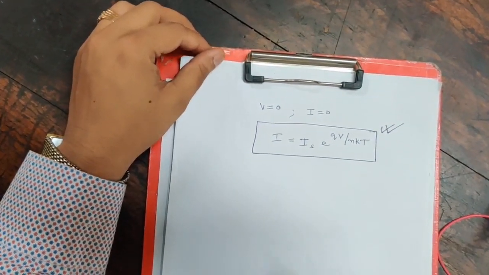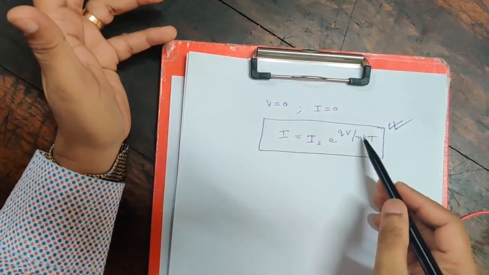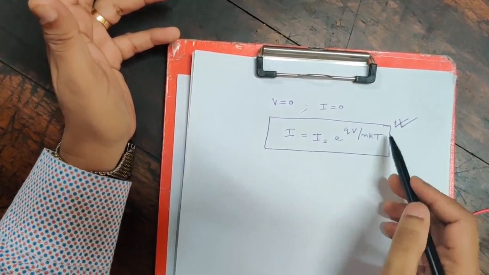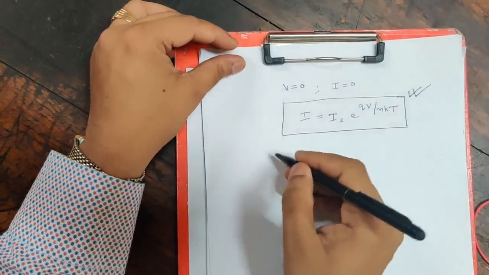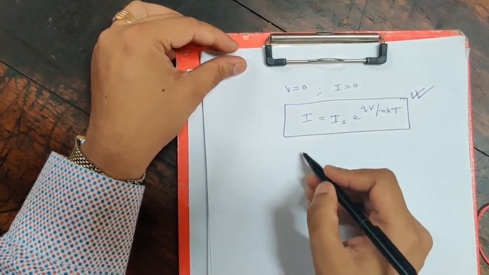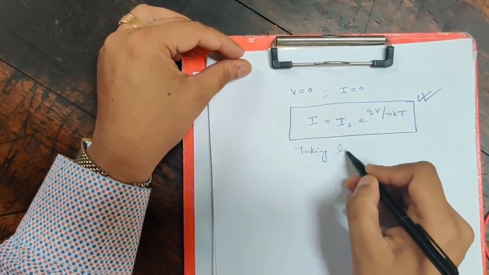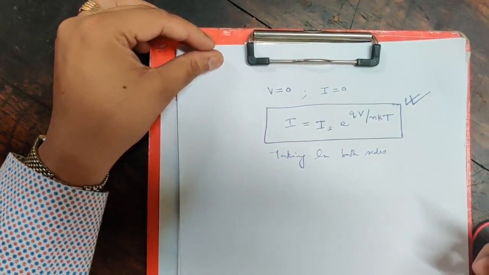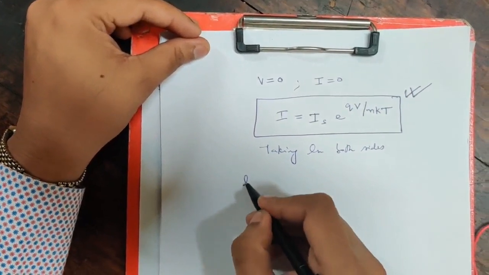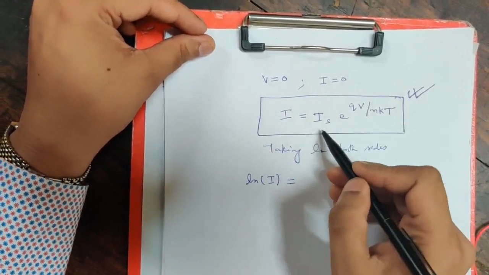Now I can easily find the value of k using this equation. How can you find it? Let me tell you. Now we are taking log on both sides. Okay, I am taking the natural log on both sides of this equation. Alright, so this will become log of I, because there are 2 parameters we are using.